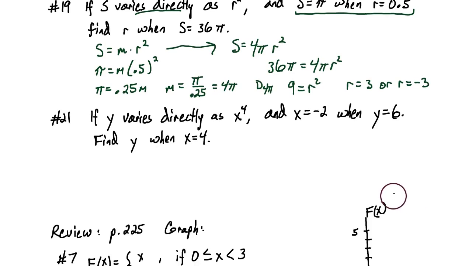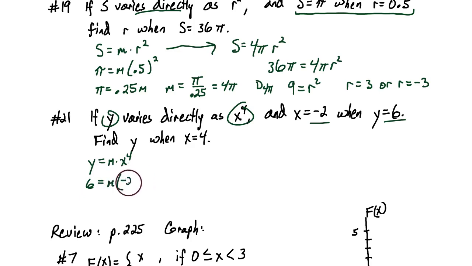Number 21, another varies directly problem. So y equals m times x to the fourth. We're taking these things that they tell us and we're making a relationship between them. But we don't know what the m is yet. We're going to discover that when we fill in this number for x and this number for y. So fill in 6 for y, and for x, fill in negative 2. Now solve this equation.